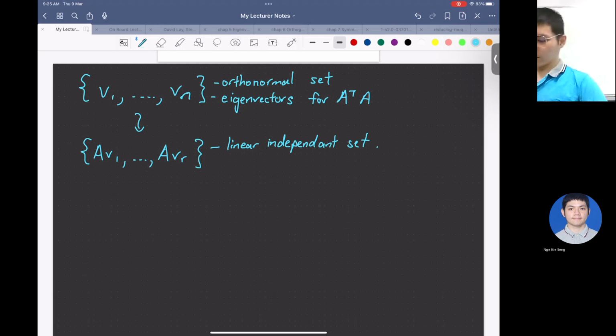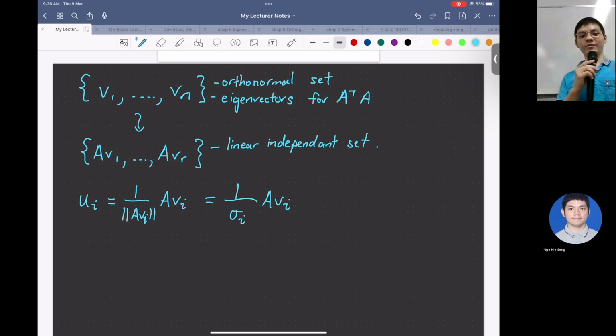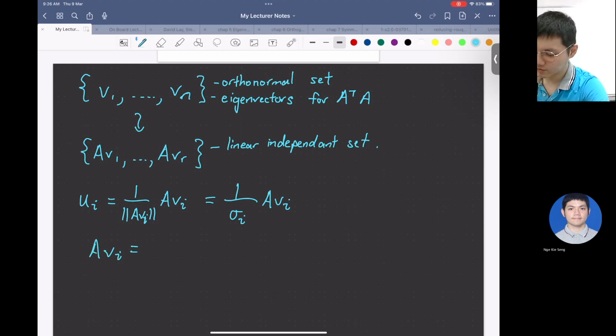So what's next? You can consider U_i, where you normalize your vector. And we already computed that the length of AV_i is just sigma_i. Everything I set up just now is not wasted because I need to use it. See, sigma squared is the eigenvalue of A transpose A, then take the square root, it becomes the singular value. So recall what I said just now: AV_i equals sigma_i U_i.